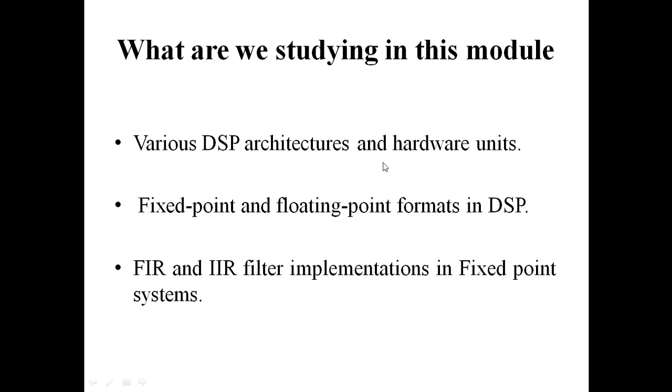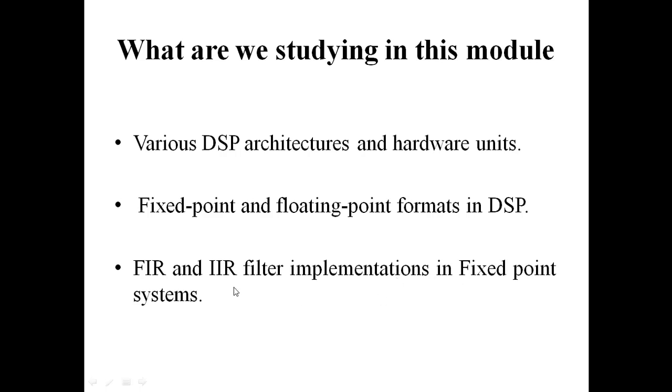Here, basically, we are discussing two types of architectures. One is von Neumann architecture, and the other one is Harvard architecture, and we'll be discussing its related hardware units. So we'll be discussing fixed point and floating point formats, which we use in digital signal processors. And finally, we'll be discussing FIR and IIR filter implementations in fixed point systems.